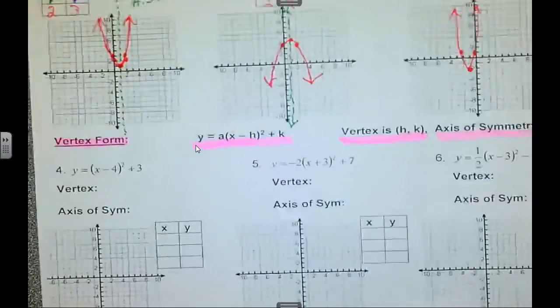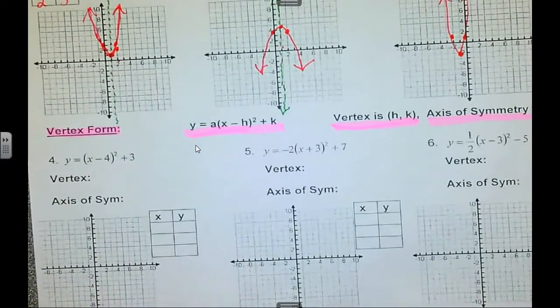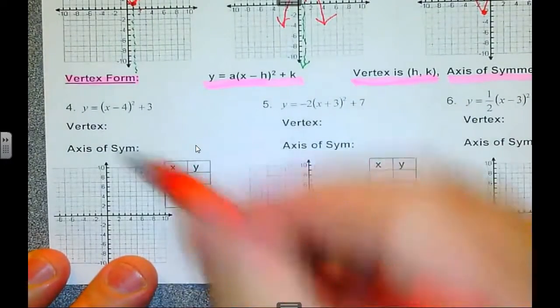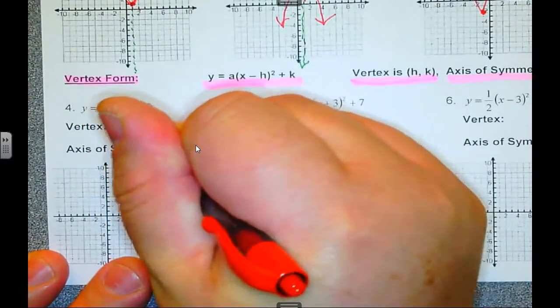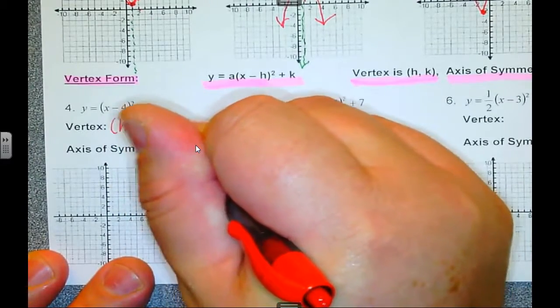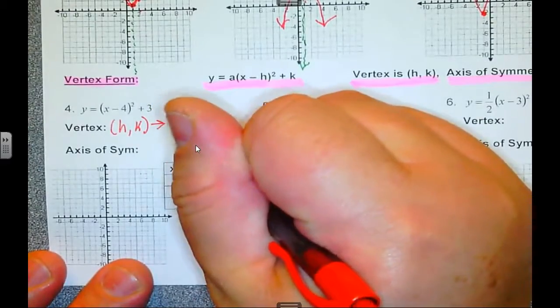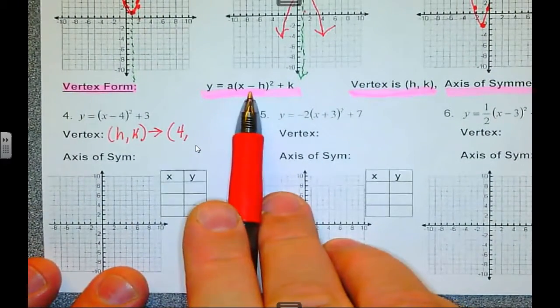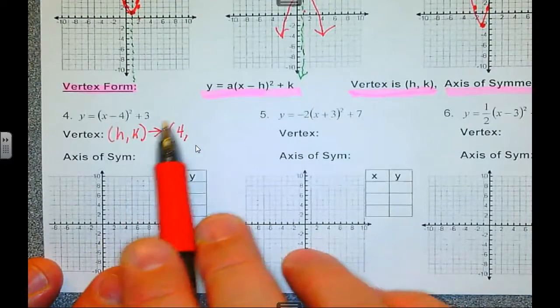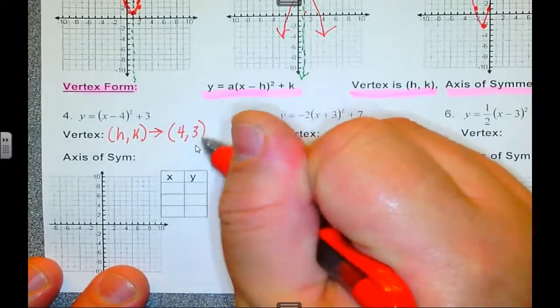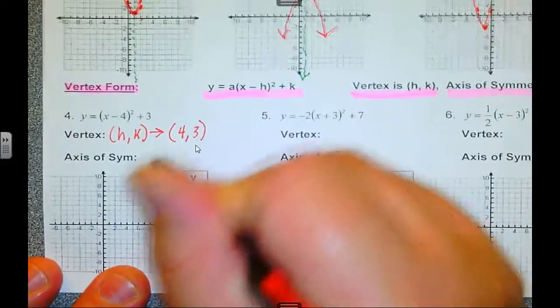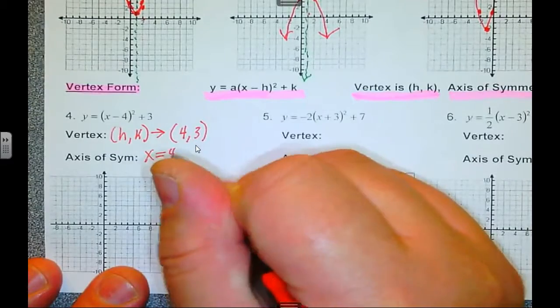All right, so vertex form is a lot easier. I can get the axis of symmetry and my vertex just by looking at the equation. For example, number 4. Remember, my vertex is (h, k). So what's my vertex? That's right, 4, because I already have a minus sign in my equation, so I don't need to switch it. And 3. So I have (4, 3). My axis of symmetry is x equals 4, or x equals h.